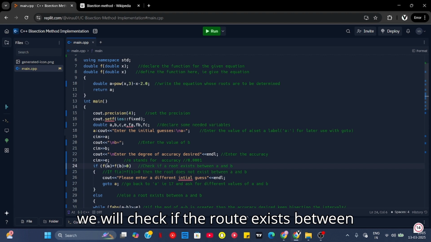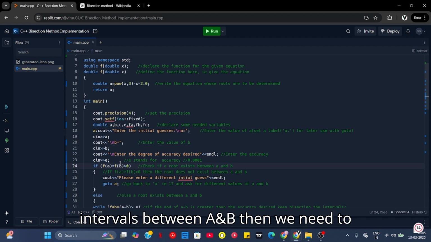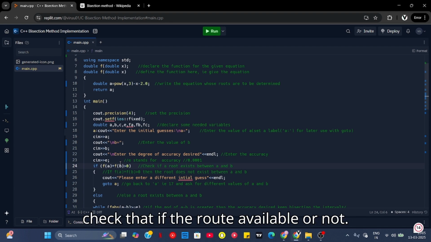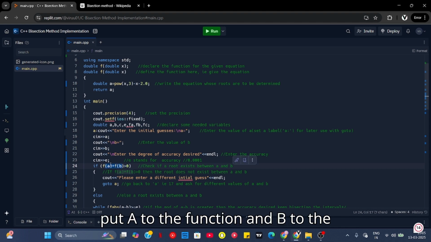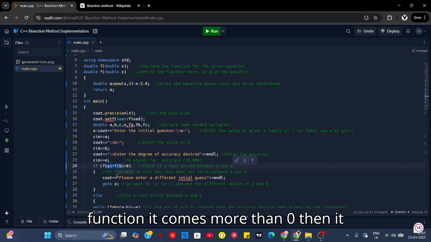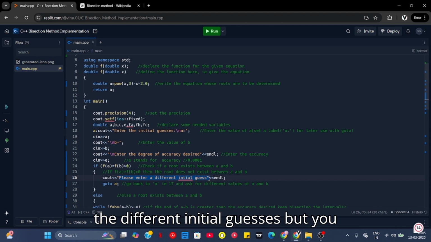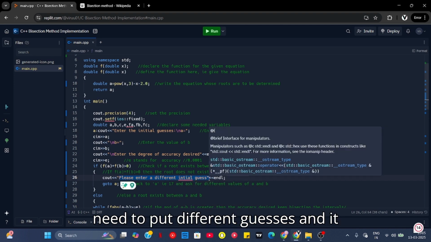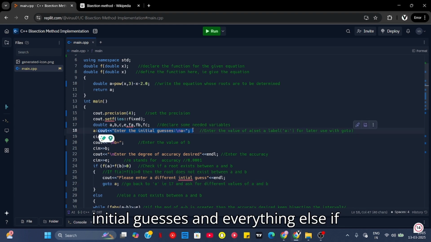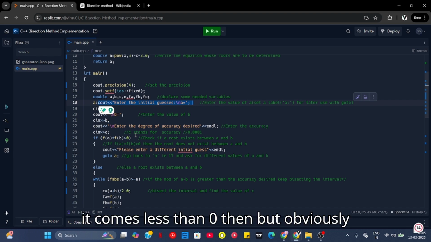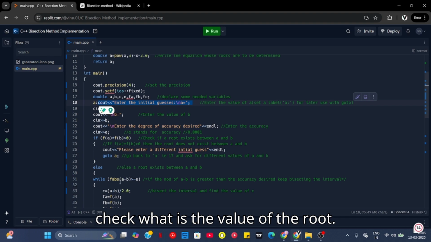And now we will check if the root exists between A and B. If you have given a guess for the interval between A and B, we need to check whether a root is available or not. It's a simple process. If we put A and B into the function and the product comes out more than 0, then simply a root does not exist between them. And we will say, please enter different initial guesses. You need to put different guesses, and I have used a goto statement so that it will start again from there. Else, if it comes out less than 0, then obviously a root exists between them, but we need to check what the value of the root is.